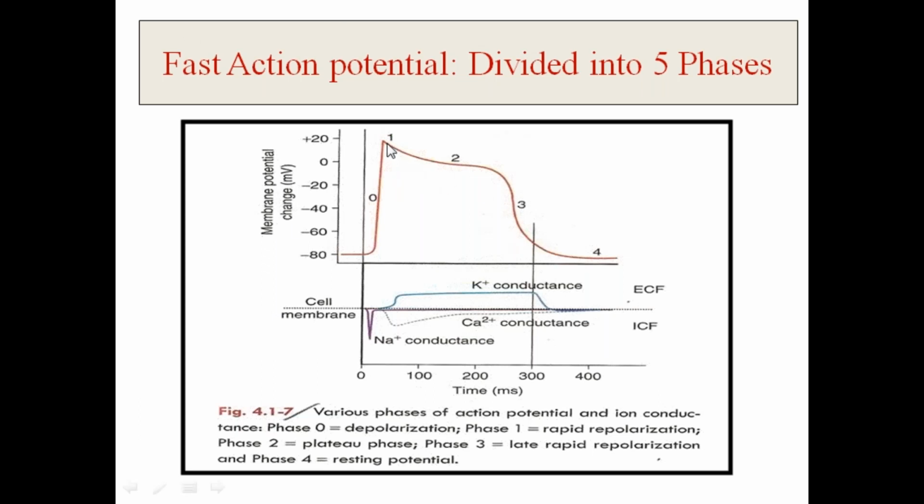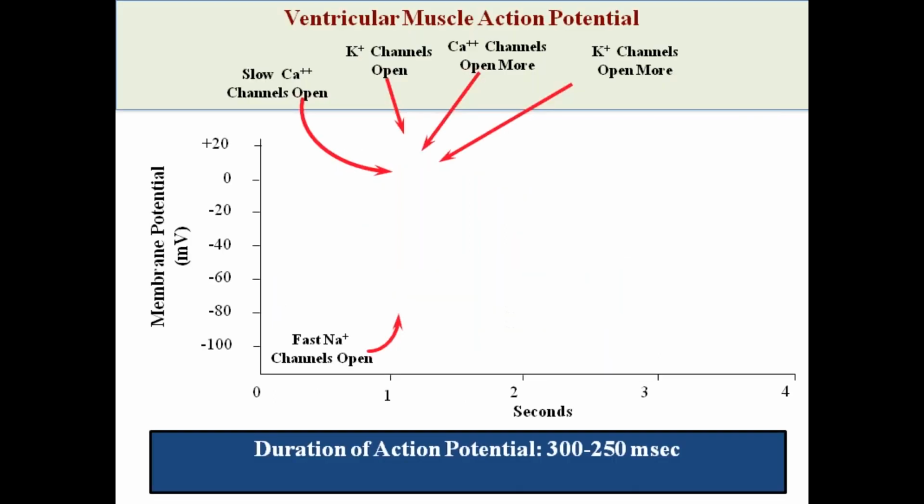Phase 1 is because of inactivation of the sodium channel and activation of the potassium channel. Phase 2, which we call the plateau phase, is because of activation of the potassium channel and activation of the calcium channel. Phase 3 is because of inactivation of the calcium channel, and the potassium channel continues to act. Phase 4 is because of the sodium potassium pump.